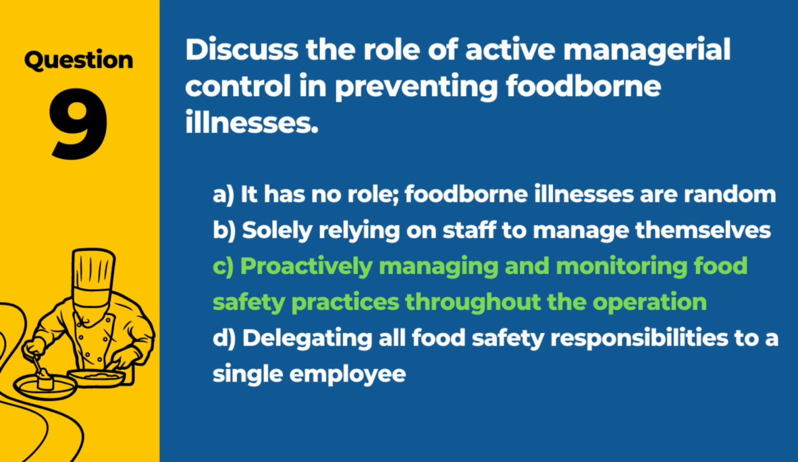Answer: C. Proactively managing and monitoring food safety practices throughout the operation. Active managerial control involves taking a hands-on approach to oversee and verify that food safety practices are correctly implemented and maintained to prevent foodborne illnesses.